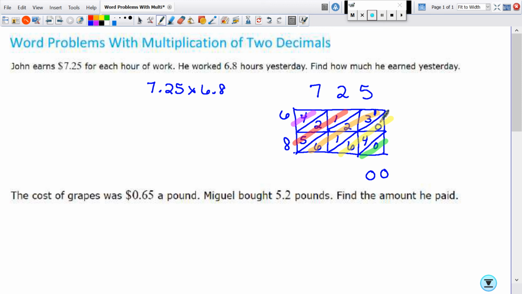And the orange diagonal, I've got 6, 12, 13. So you write the 3 and carry the 1 into the next diagonal. For the red diagonal, I've got 7, 8, 9. And then for the purple diagonal, I have a 4. Now, in the original problem, I had 3 total numbers after decimals. So I want 3 numbers after the decimal in my answer. So I'm going to put the decimal point between the 9 and the 3. Because this is money, I'm going to just knock off the last decimal. So it's $49.30.